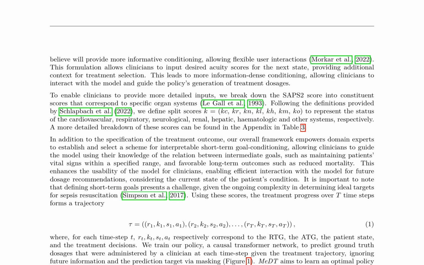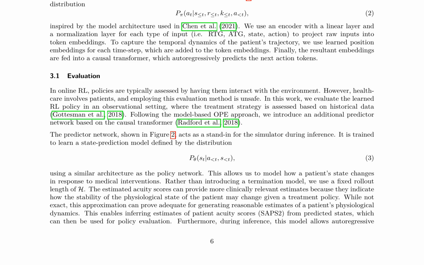An additional predictor network, based on the causal transformer, is introduced to learn a state prediction model. This allows modeling how a patient's state changes in response to medical interventions and enables inferring estimates of patient acuity scores from predicted states. The estimated acuity scores provide clinically relevant estimates, indicating how the stability of the physiological state of the patient may change given a treatment policy.